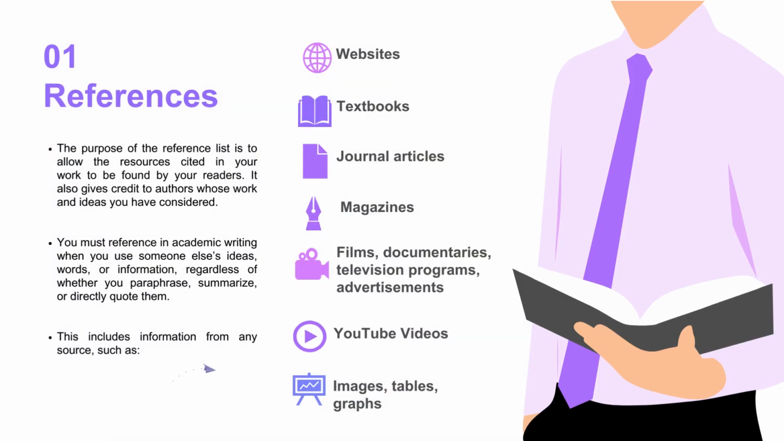The purpose of the reference list is to allow the resources cited in your work to be found by your readers. It also gives credit to authors whose work and ideas you have considered. In academic writing, you must provide references whenever you use someone else's ideas, words, or information, whether you paraphrase, summarize, or quote directly. This applies to content from any source, such as websites, journal articles, and more.